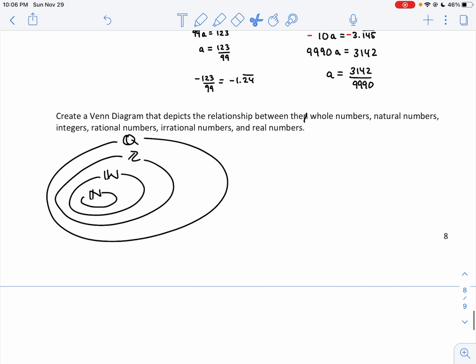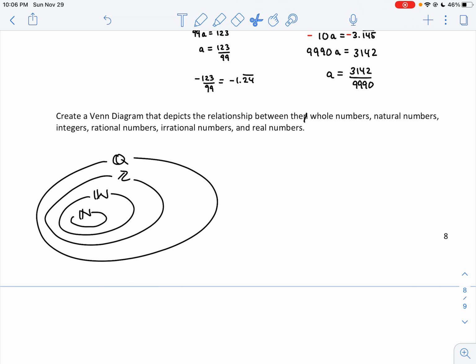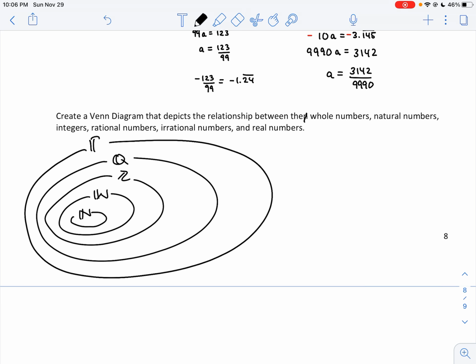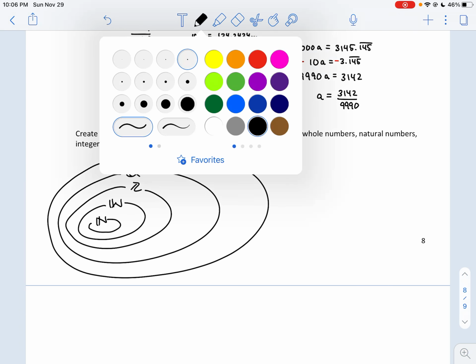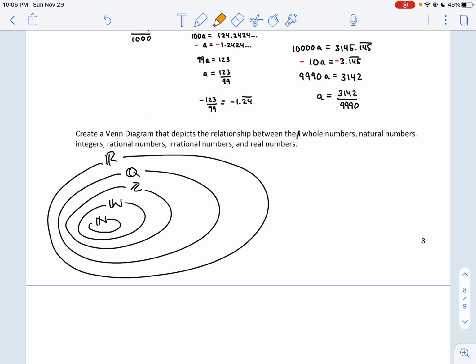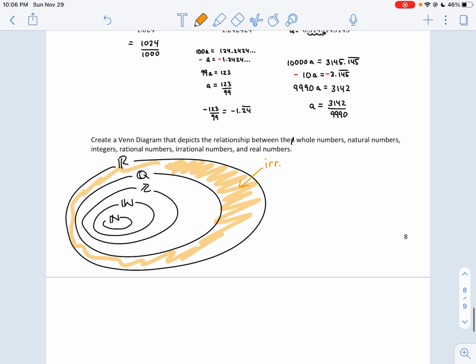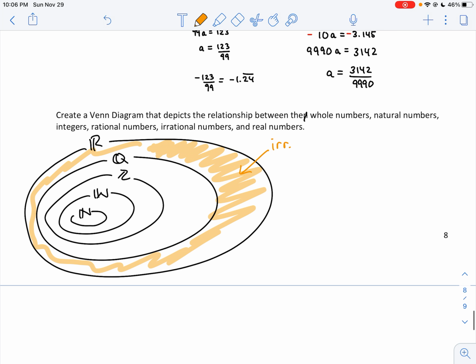If you divide two integers, you get the rationals. And then finally, the rationals combined with the irrationals make the reals. This is your basic Venn diagram involving 5 of the 6 I mentioned. And the irrationals are the ones in this outer ring. I'm not going to take the time to shade that, but the outer ring here represents the set of the irrationals. I'll just put IRR for the irrationals.